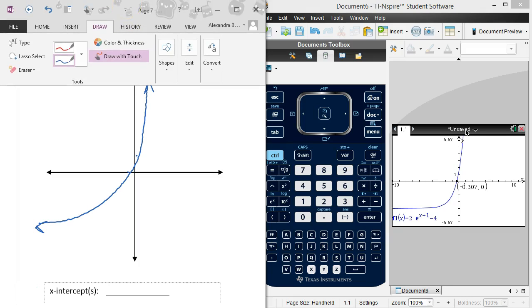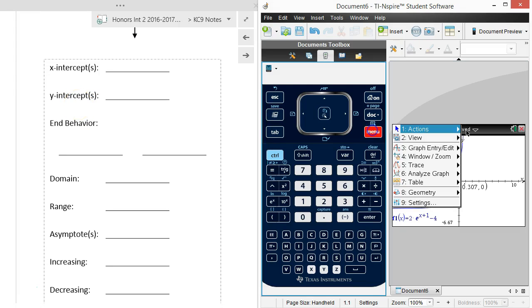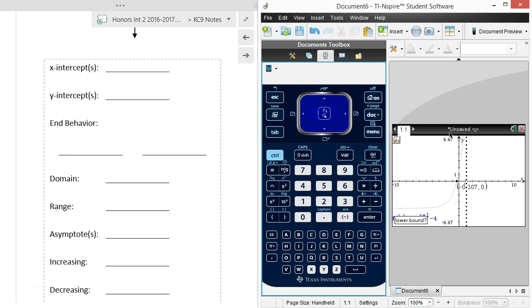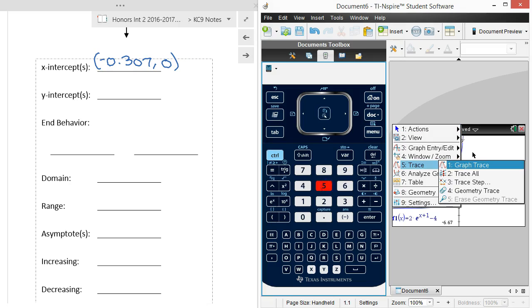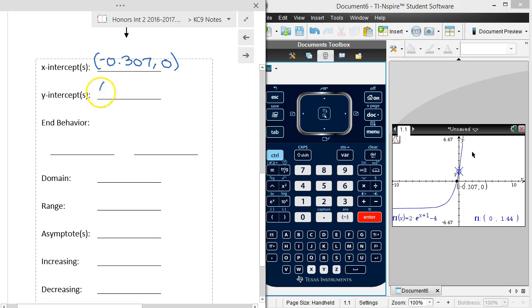Alright, so let's figure out what my x-intercept is for this graph. The x-intercept, again, I'm going to go menu, analyze graph, zero, to the left, to the right, it's negative 0.307. Again, your intercepts are points, so (-0.307, 0). Finding my y-intercept, I'm going to go menu, 5, which is trace, graph trace. It should give me that exact point, 1.44.